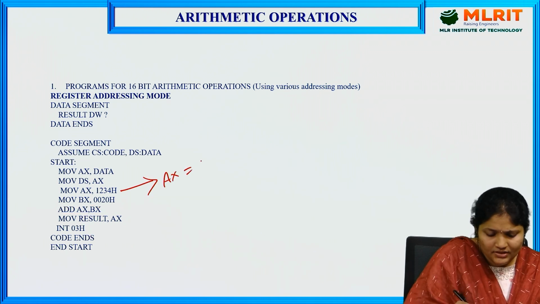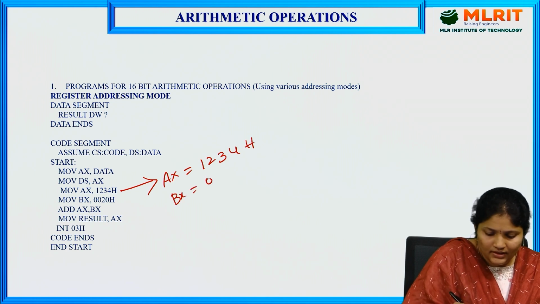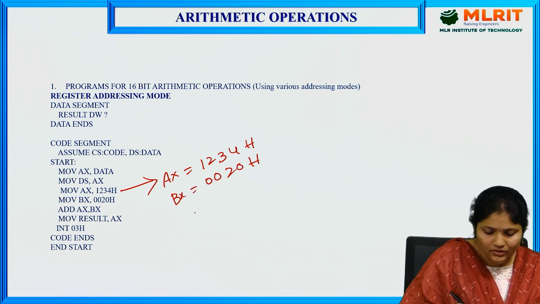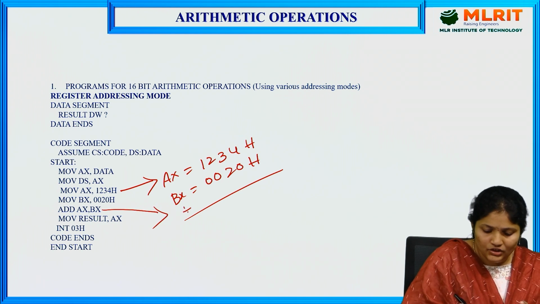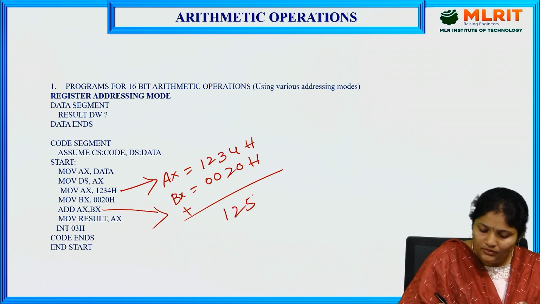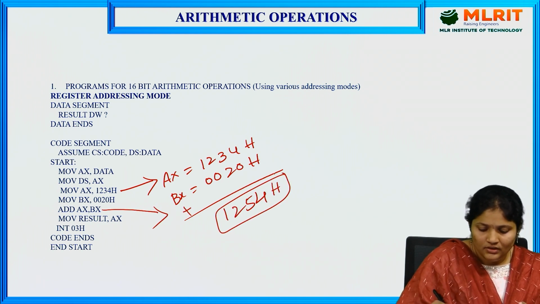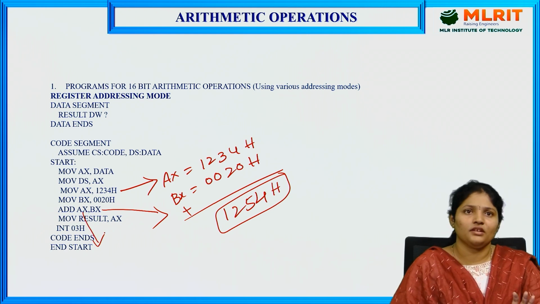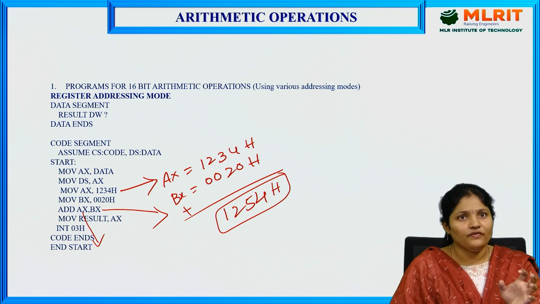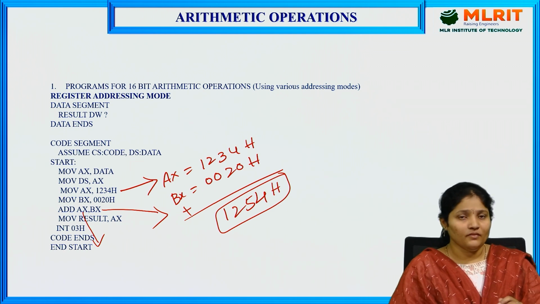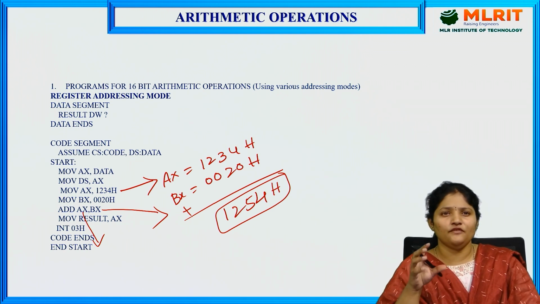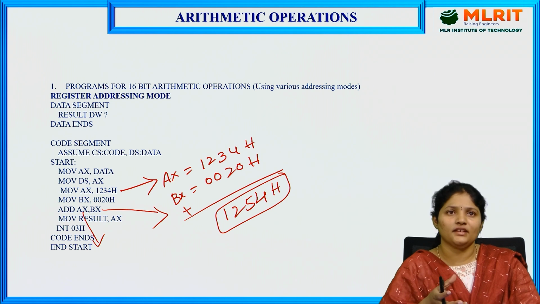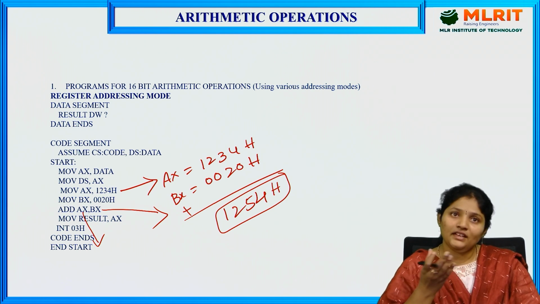The AX register has 1234H and the BX register is holding the data 0020H. Now after performing the addition, we will get the value 1254H. So the destination and the source, both operands, are registers themselves. If in a particular instruction two operands are registers, then you can say that it is the register addressing mode.